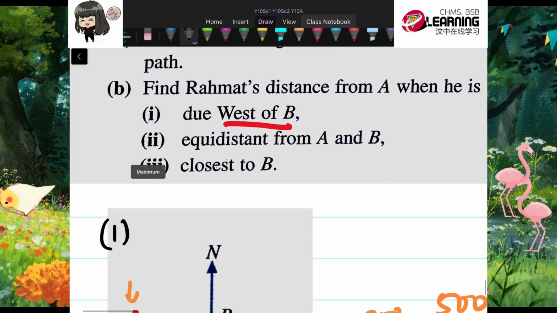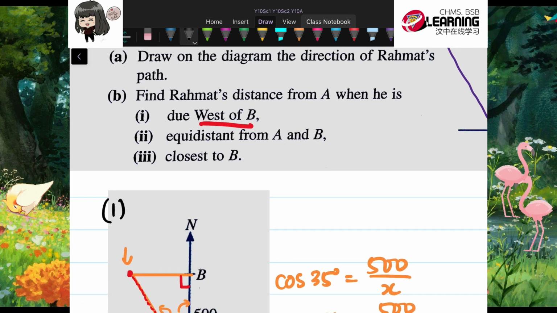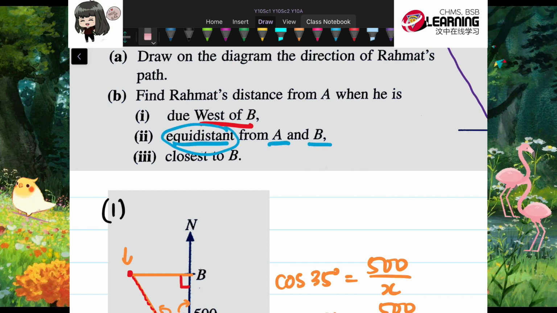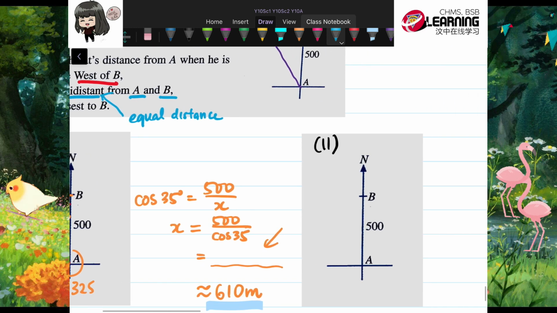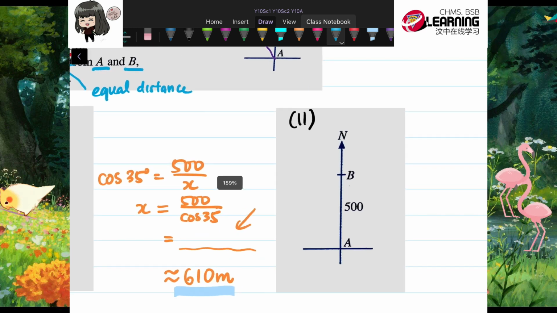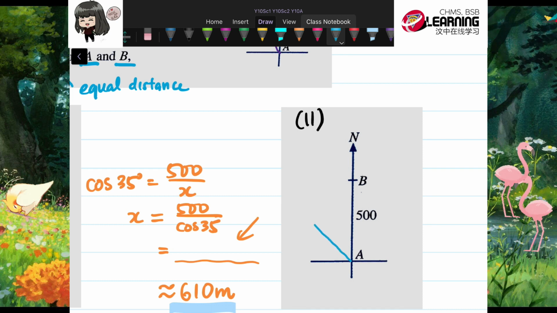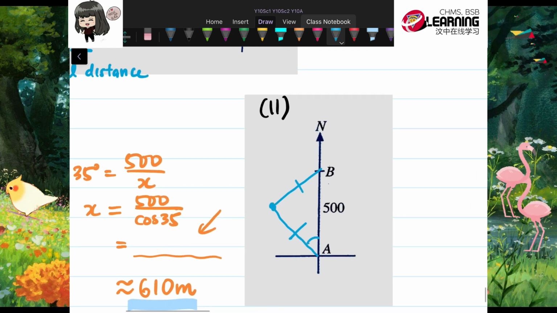Part 2 is equidistant from A and B. Equidistance means equal distance. Equidistance means equal in distance from A and B. So meaning to say that walking from A, he walks until he reaches the point where this distance here and here is the same. I assume this is 325, because he's walking all the way at a bearing of 325.